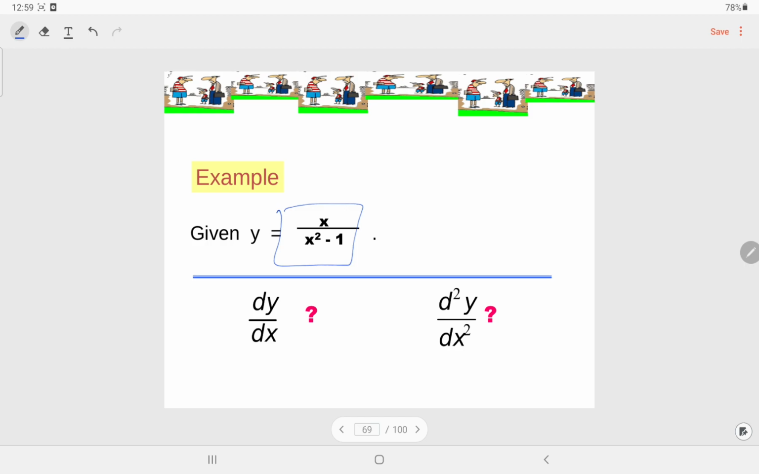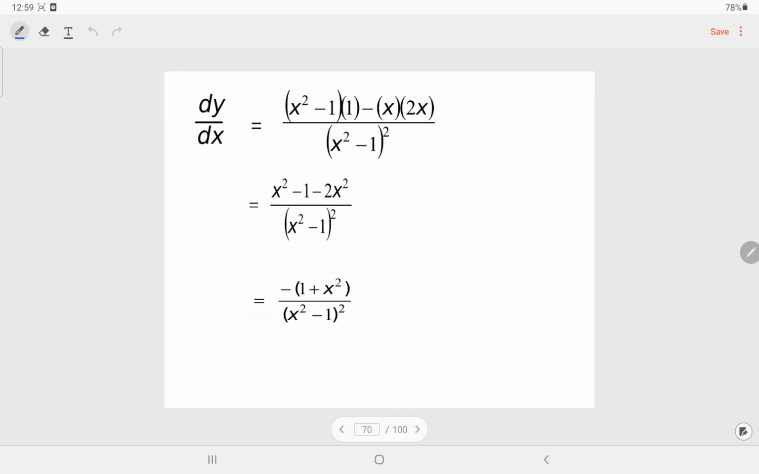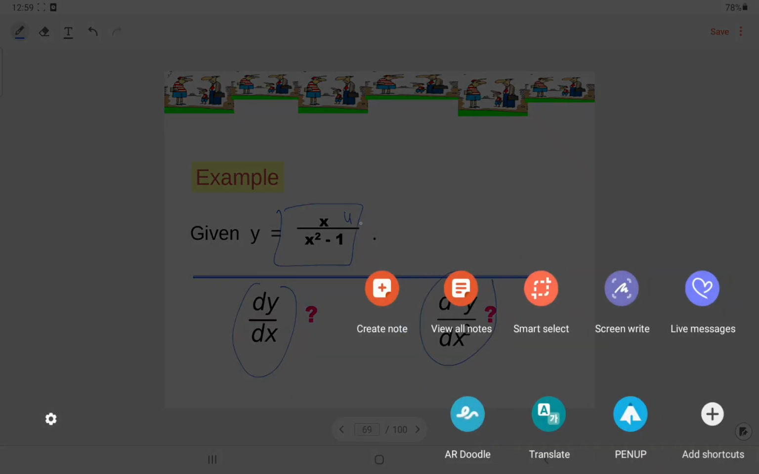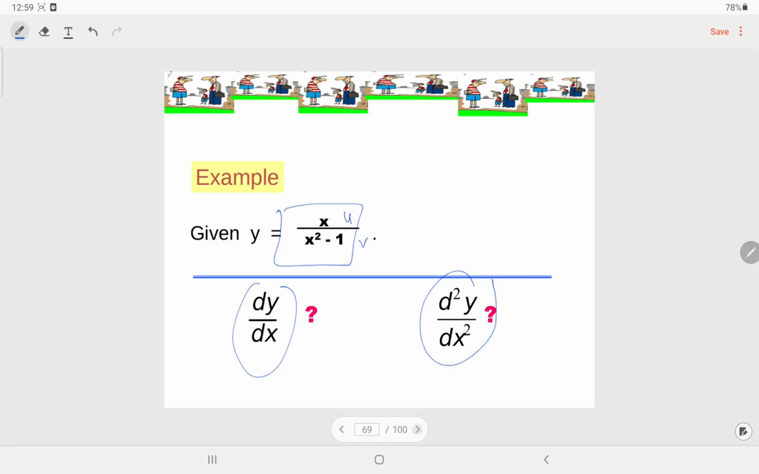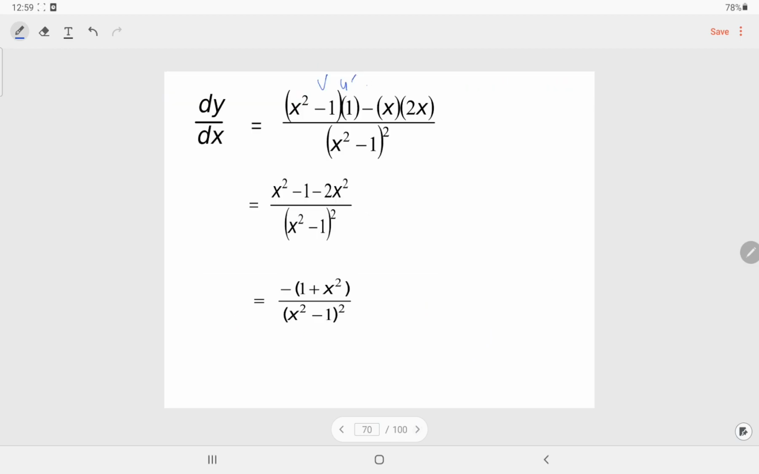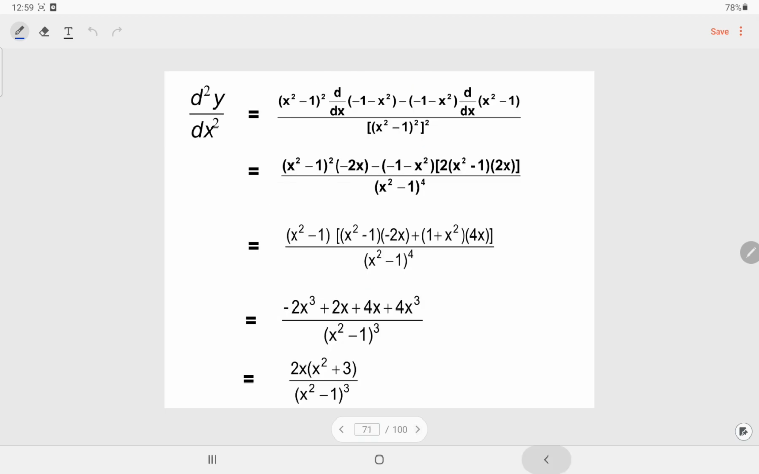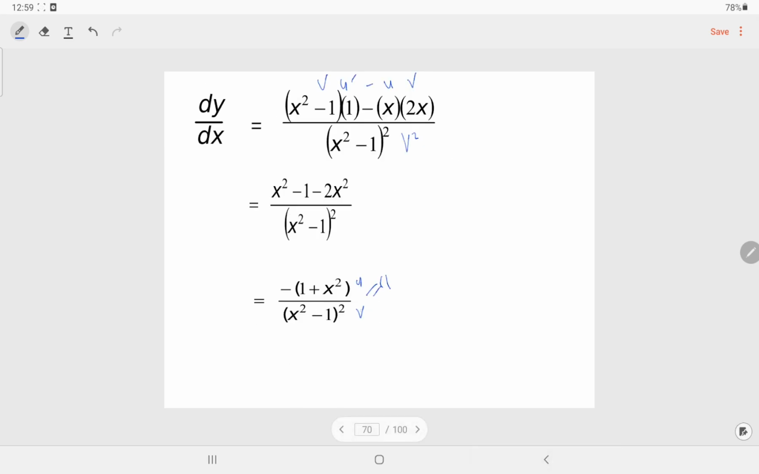Okay, here we look at the example to find dy over dx and then its second derivative for the quotient function. By using the quotient rule, this is u, this is v, so (v u prime minus u v prime) over v squared. So we solve this one, we can get this one, and then we need to find the second derivative. So this is u, this is v.